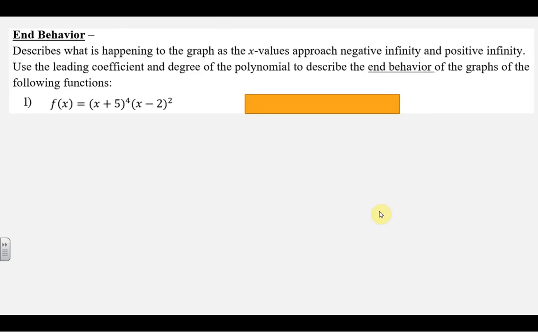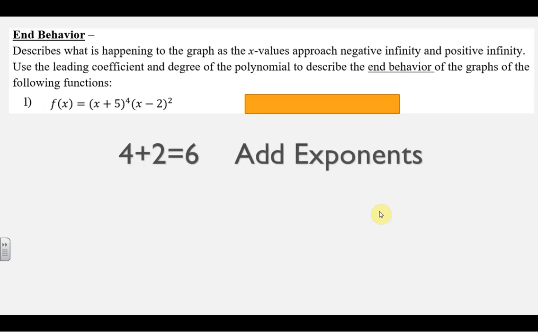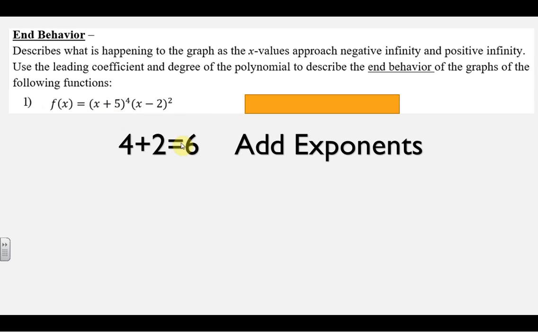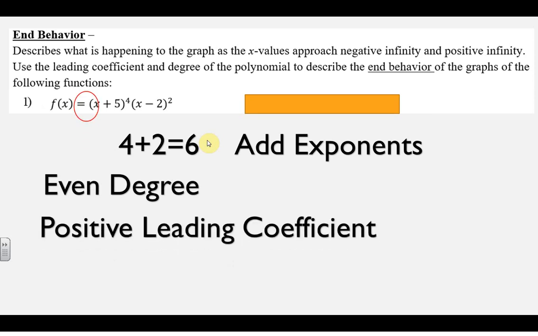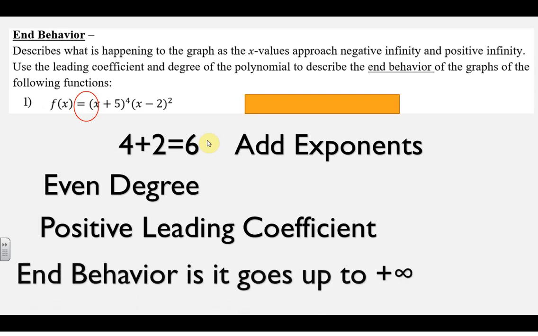Now, describing your end behavior. That just means where your graph is going as you go to infinity. Are you going up or are you going down? First you have to look at the degree of the function. When it's in factored form, you have to add the exponents of your factored terms. So 4 plus 2 is 6. This is an even degree, so I already know it's going to end both up or both down. Now we look at whether it ends up or down. We have a positive leading coefficient because there's no negative out front. So the end behavior is going up to positive infinity.